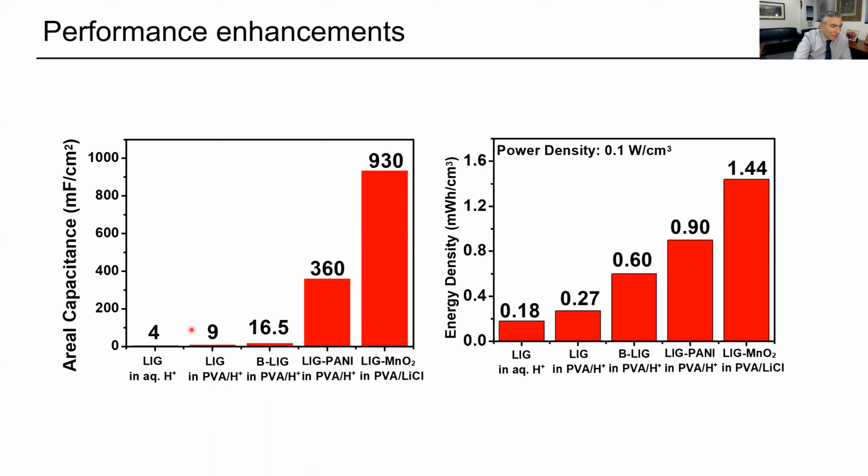Where we came is we started out at 4 millifarad per centimeter squared in area capacity. But we went up 250-fold. And now we're up over a farad per centimeter squared. Power density, we've gone up over 10-fold. And so this is by volume. So you see that it has really good properties here.